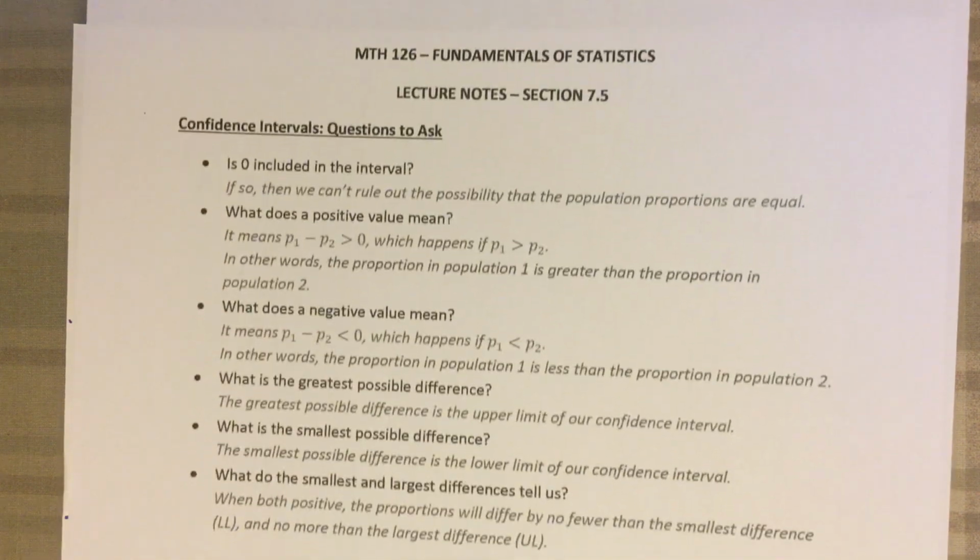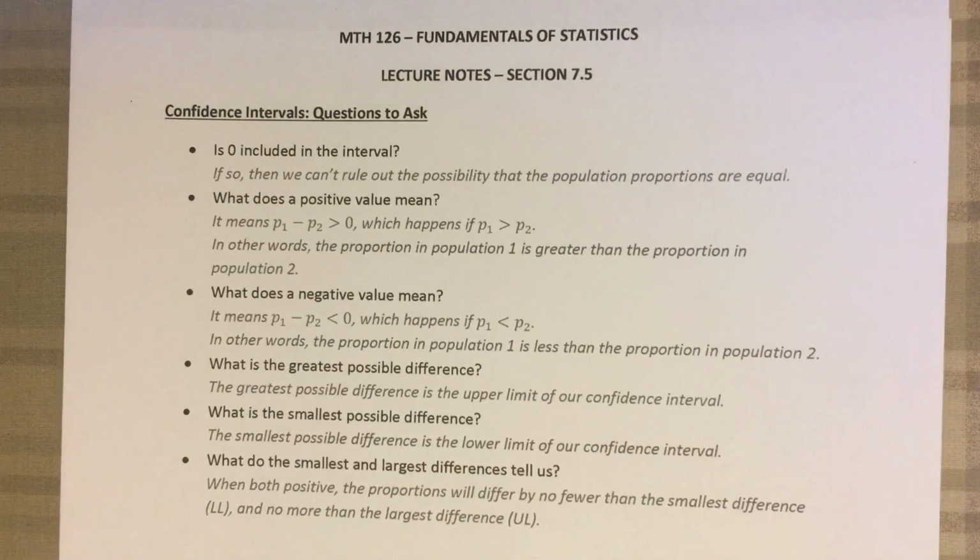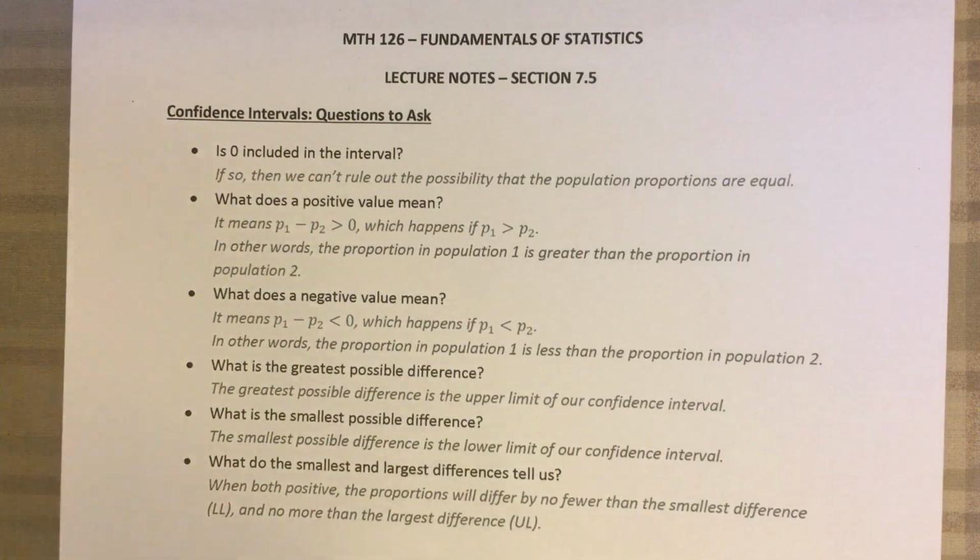All right, so on this page, we're going to start with a list of questions we want to ask ourselves. The first question is what we just mentioned: is 0 included in our interval? If 0 is included, then we cannot rule out the possibility that the population proportions are equal. So in a lot of these questions, we may have statements at the end that say the populations may be equal to one another.